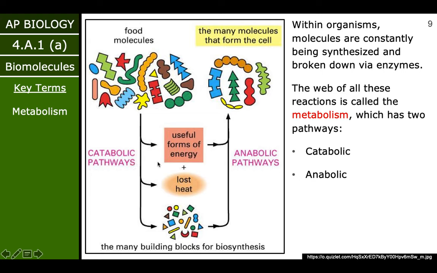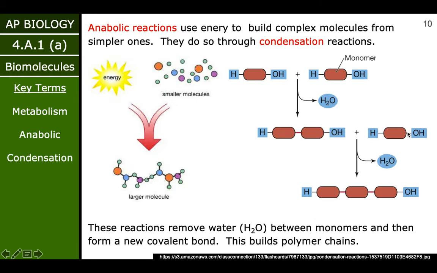And I really think that the best way to think about this is in terms of building something like Legos, where if you want to build something cool, you really have to put in some energy, right? Now, this whole reaction web, if you will, where you're breaking stuff down, building stuff up, we call that metabolism. Of course, you've heard metabolism before.